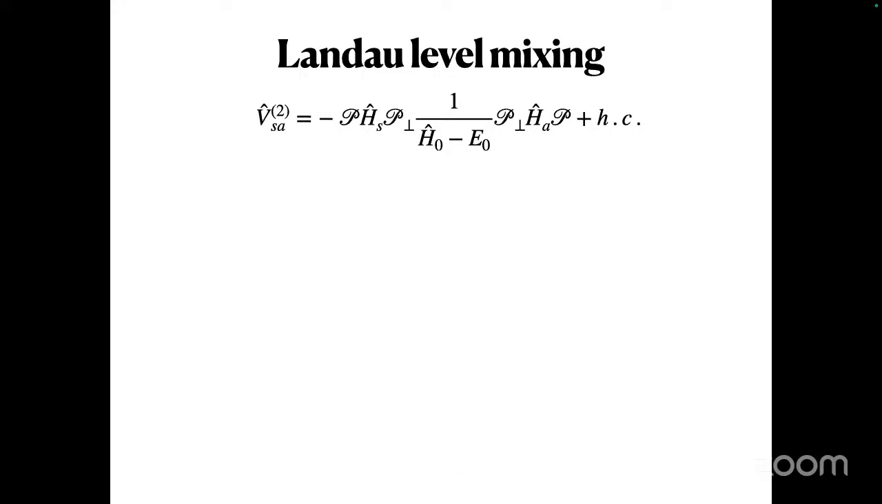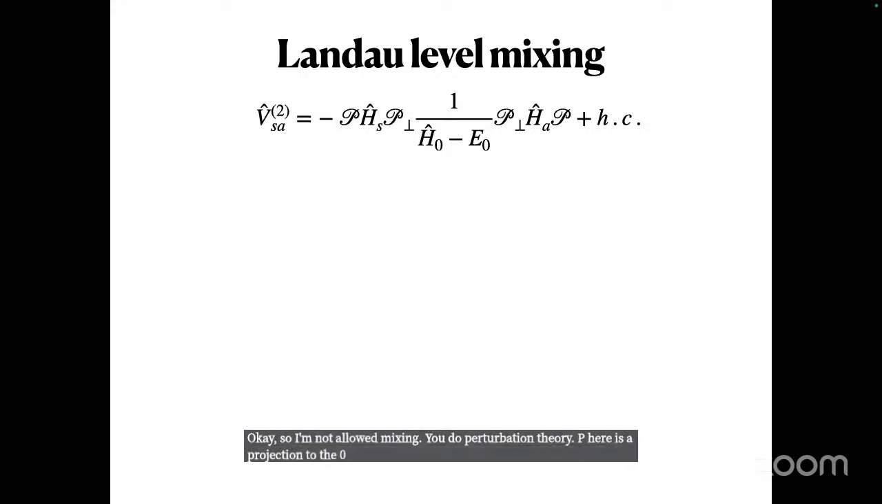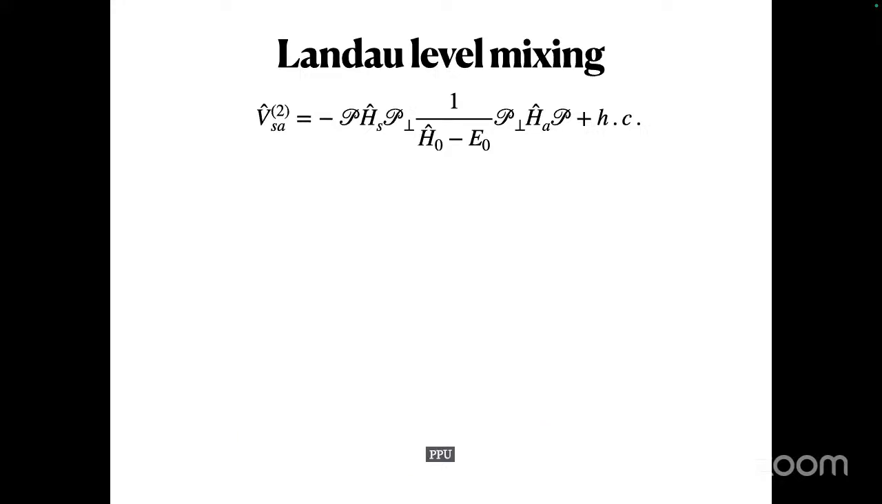Okay, so Landau-level mixing, you do perturbation theory. P here is a projection to the zeroth Landau level. P perp is the complement of these projections. And this is your energy denominator. And we put one S and one A. S is symmetric, A is antisymmetric. So this term has an order, you can count the scale.